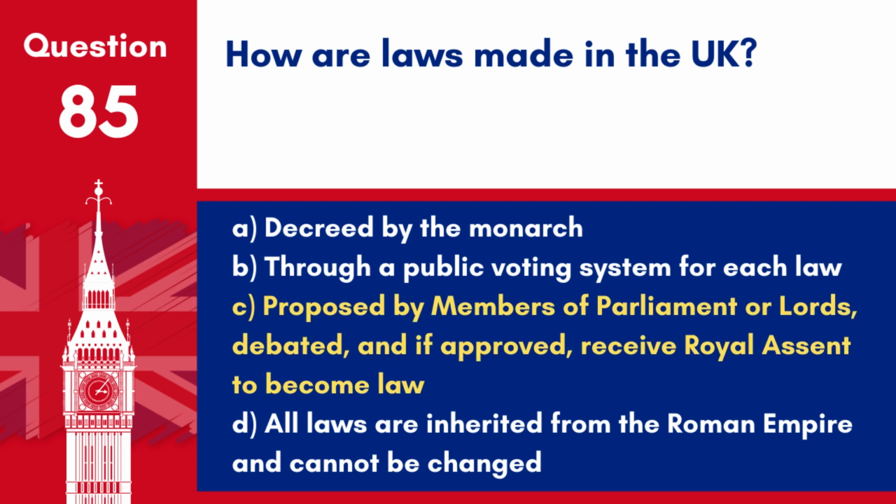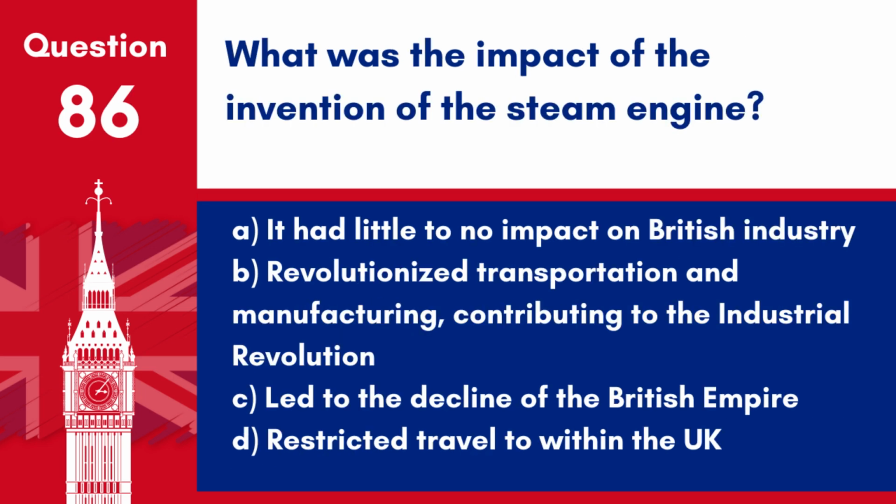Answer: C. Proposed by members of Parliament or Lords, debated, and if approved, receive royal assent to become law. This process ensures that legislation is scrutinized and agreed upon by elected and appointed representatives before becoming law. Question 86. What was the impact of the invention of the steam engine?